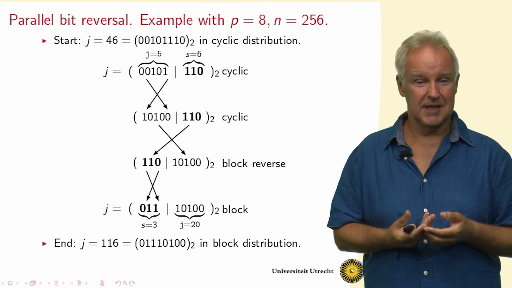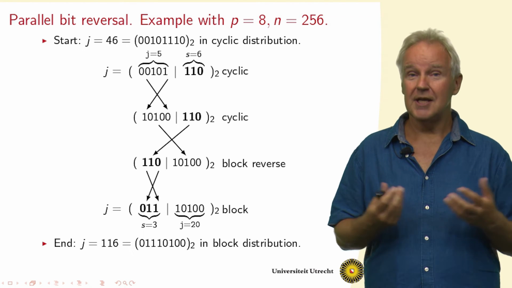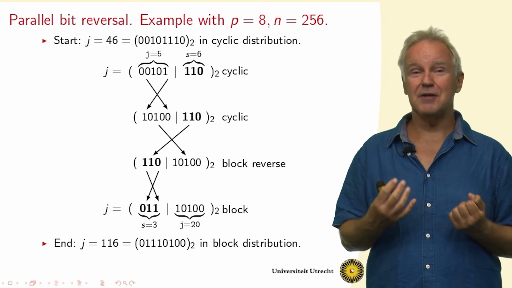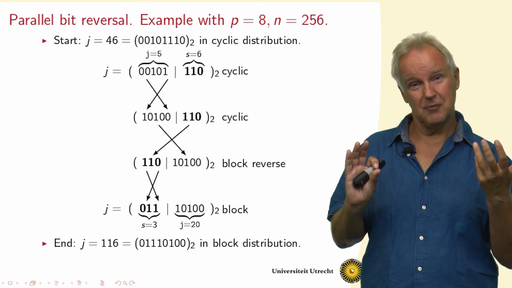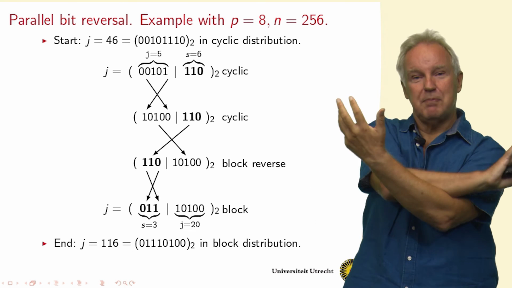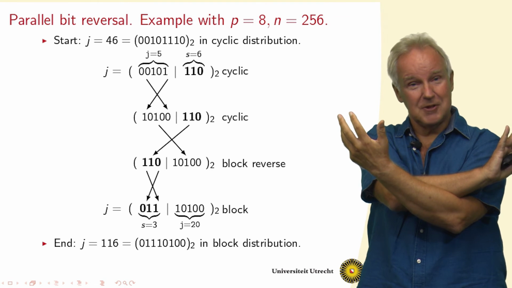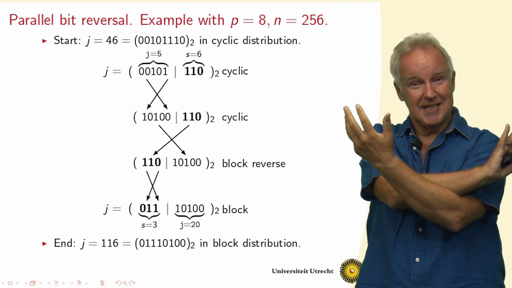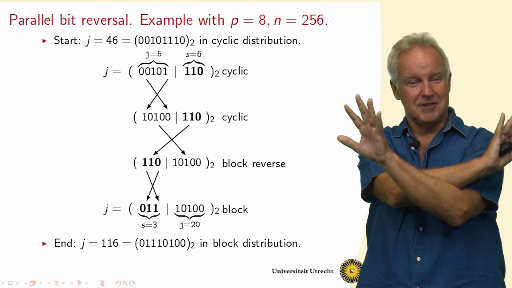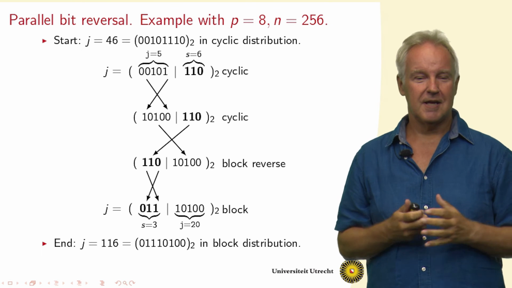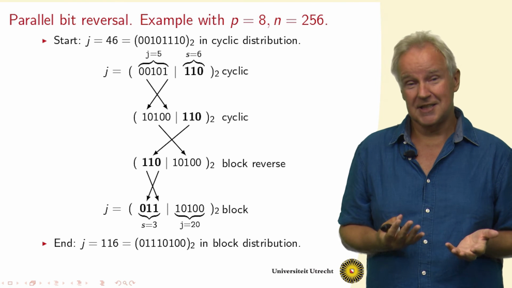And it has a local index, which is 00101. Now, if we bit reverse, one way of doing this is we bit reverse the local ones, swap the bits from the processor part and the local index part, and then we bit reverse this, and we get the final result. So swapping the local indices doesn't need any communication.